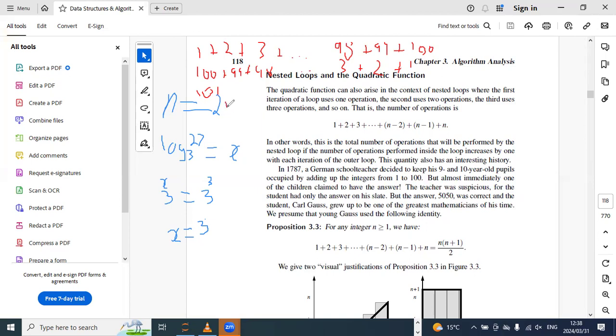So there's a trend: you can just say 100 times 101, which gives us 10,100. Since we added the numbers twice, if we divide by 2, it gives us the sum of all these numbers, which is half of 10,100, that is 5,050. That's how the great mathematician arrived at this answer.